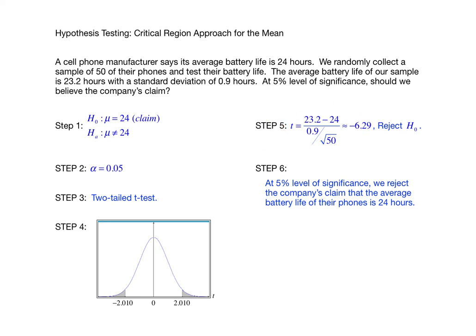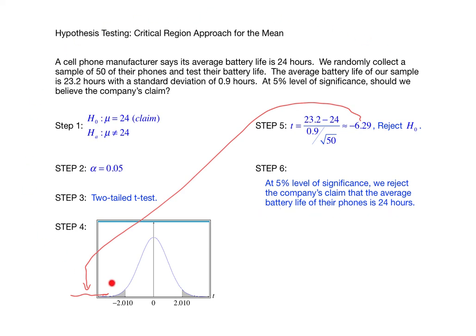Then we ultimately needed to see where this fell in the graph, and it falls way out here, in one of the rejection regions. So in step 5, we reject the null hypothesis. Finally, in step 6, we have to decide, does that mean we accept or reject the claim? So in this case, we found out that at 5% level of significance, we reject the company's claim that the average battery life of their phones is 24 hours.